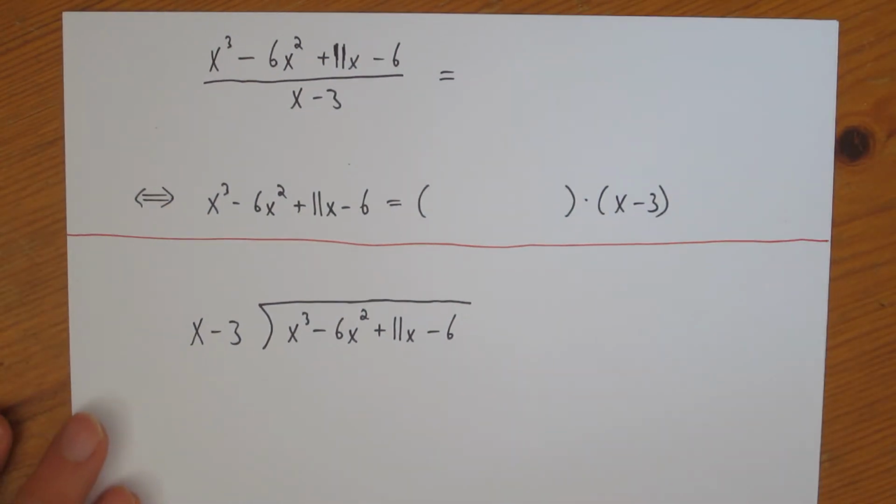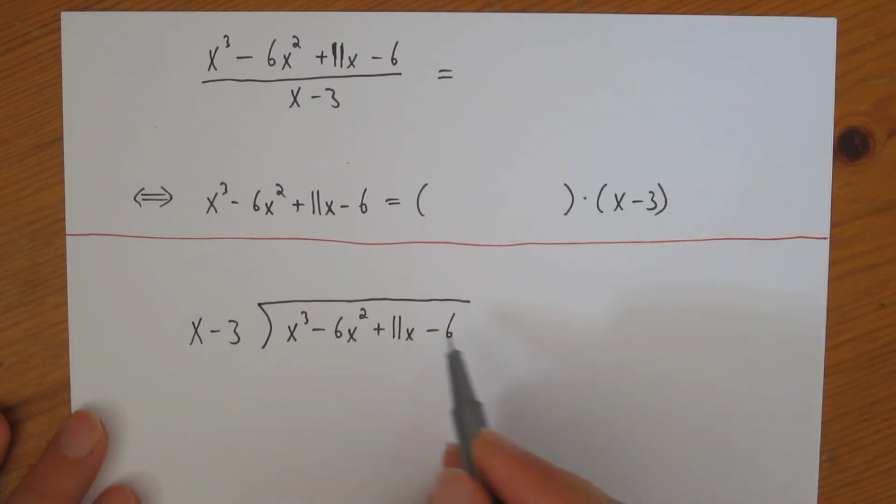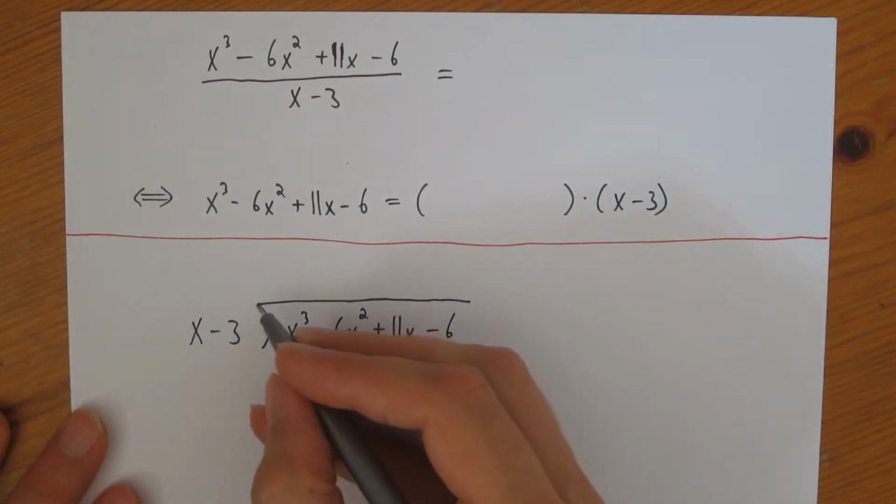We'll use long division to find it. So you write down x minus 3, the thing that you're dividing by here, and then to the right you write down the thing that you want to divide, and then you do this thing.